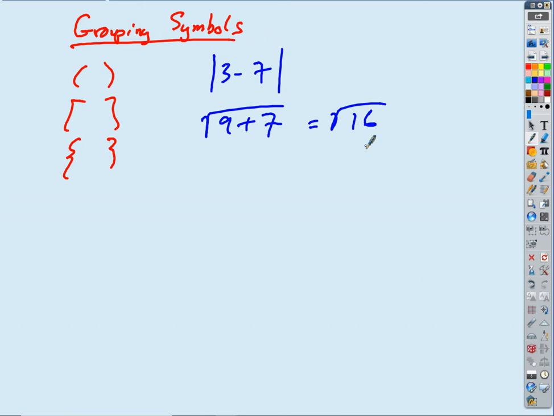Could be some other kind of function. Anytime we've got stuff happening inside of a function, that's implied that it's grouped together. We want to simplify that first, right? So there's a good example.